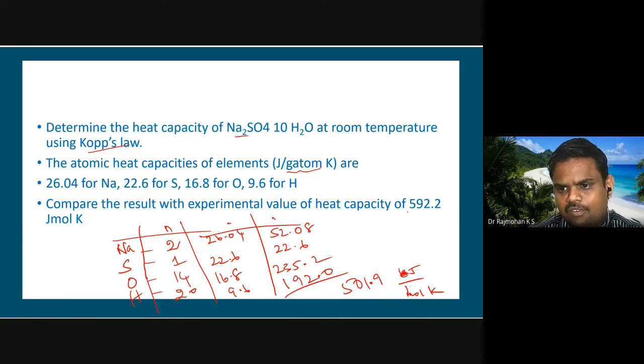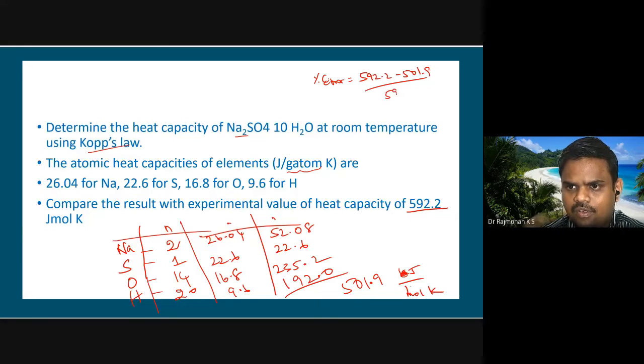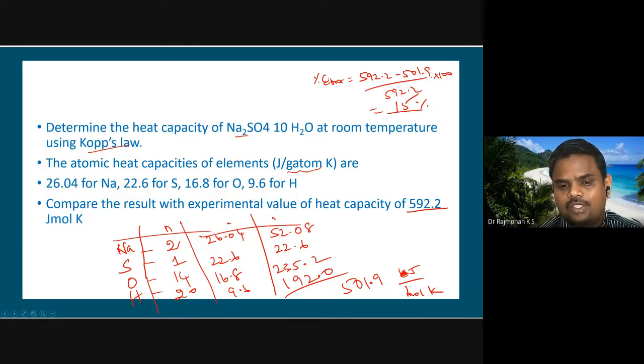The second part of the question is: what is the percentage error? The actual value is 592.2 and the calculated value is 501.9. So there is a lot of difference. Percentage error is 592.2 minus 501.9, divided by 592.2, into 100. So you are getting an error of around 15%.